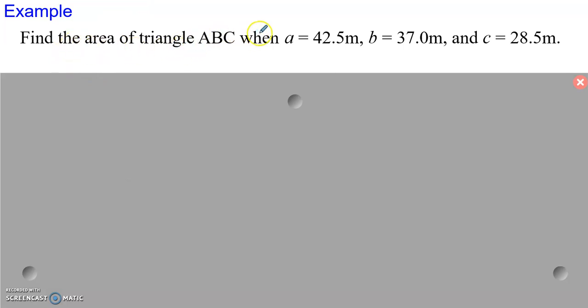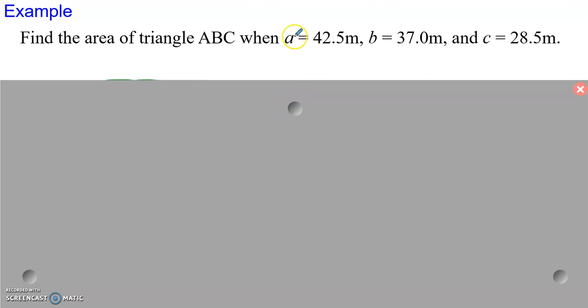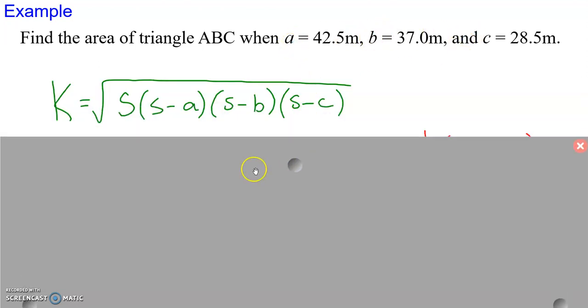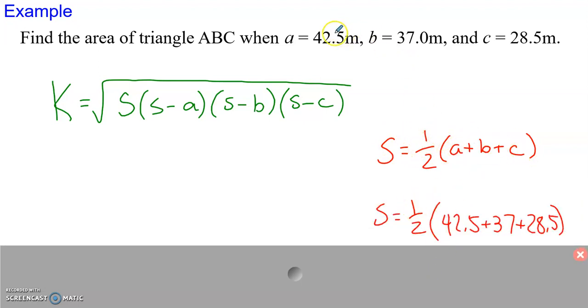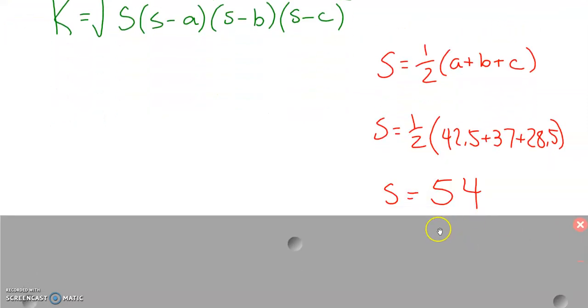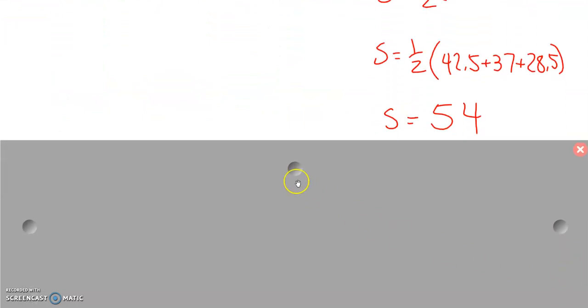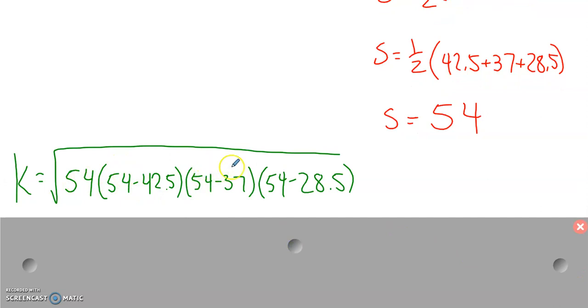Find the area of triangle ABC if A is 42.5 meters, B is 37.0 meters, and C is 28.5 meters. Because I know three sides of a triangle, I'm going to use Heron's formula, which is K equals the square root of S times S minus A times S minus B times S minus C. But in order to use this, off to the side here, I need to figure out what S is. To find S, I do 1/2 of A plus B plus C. So that's 1/2 of 42.5 plus 37 plus 28.5, and you get 54. So then you plug a 54 in for S, there, and there.